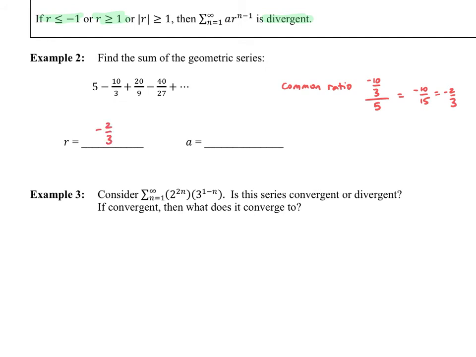Most often you can do it by observation. a is the starting term, which is 5. Now the first thing we want to double check, does this fit our restriction? And yes, the absolute value of r is less than 1. So we're happy this is going to be convergent.